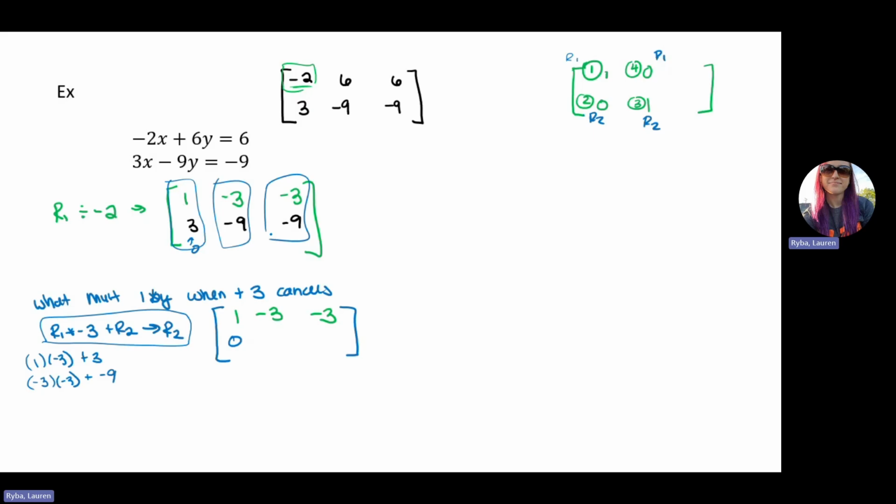So row 1 is 1, row 2 is 3. I just plugged it in. I'm going to do it again with the next column. Row 1 is -3, row 2 is -9. Just plugging it into what I wrote here. So -3 times -3 is 9 plus -9 cancels out. And that column is exactly the same. So what happened? I got a full row of zeros.